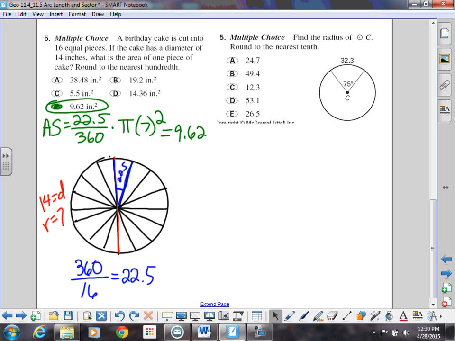And then our last one, we are given the arc length. That's kind of weird. It's kind of tricky to see that, but this is not degrees, this is an arc length. That's how long that is. And then this is the degree measure, 75 degrees. They want us to find the radius.